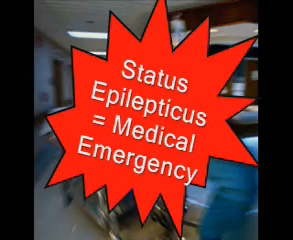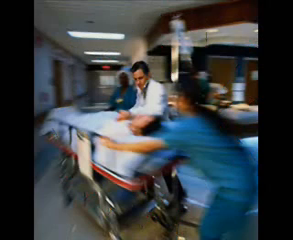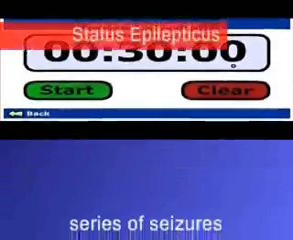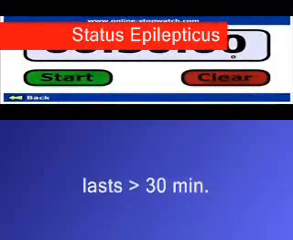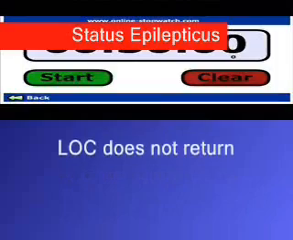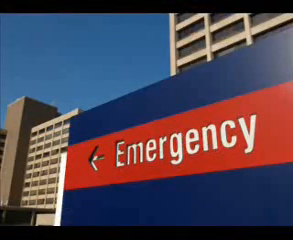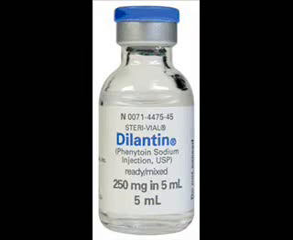Status epilepticus is defined as a continuous seizure that lasts more than 30 minutes, or a series of seizures from which the child does not regain a premorbid level of consciousness. Pharmacological interventions can help families avoid emergency room visits. A teaching plan regarding drug therapy with Dilantin should also be included.